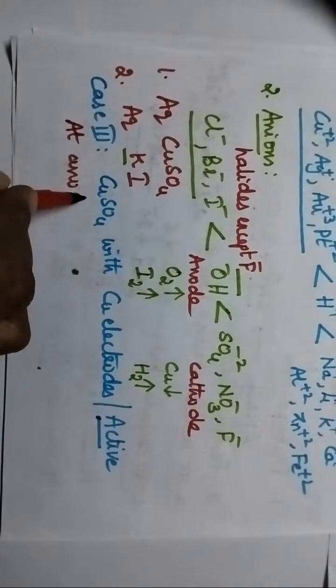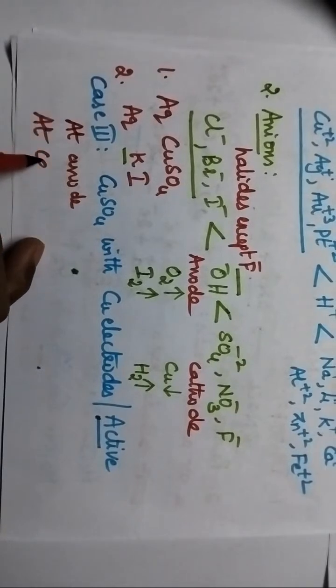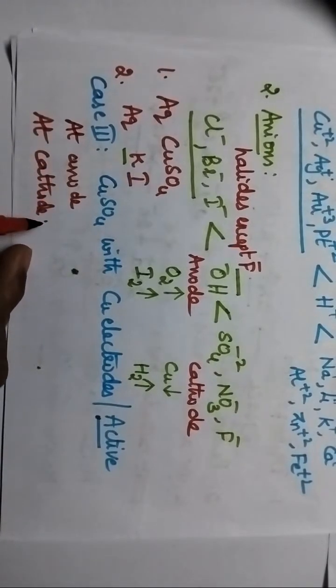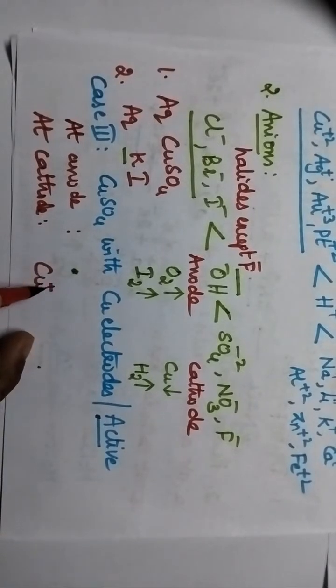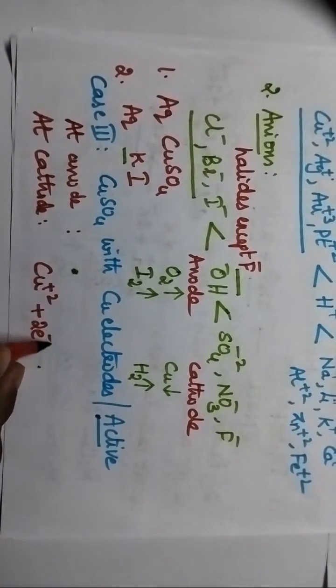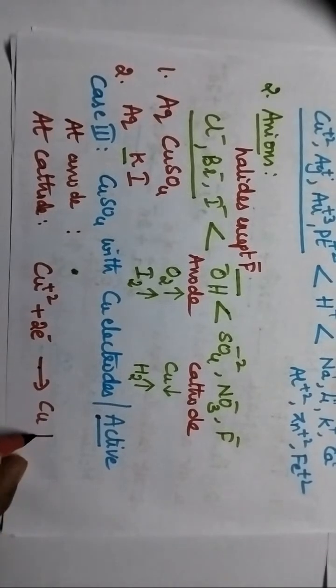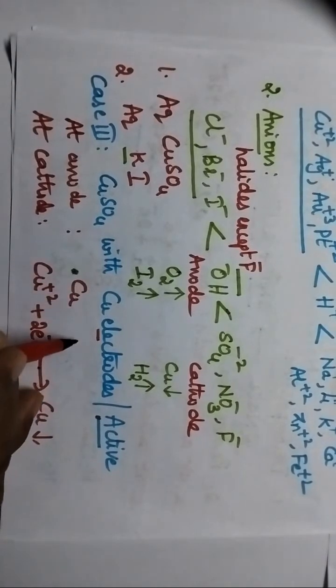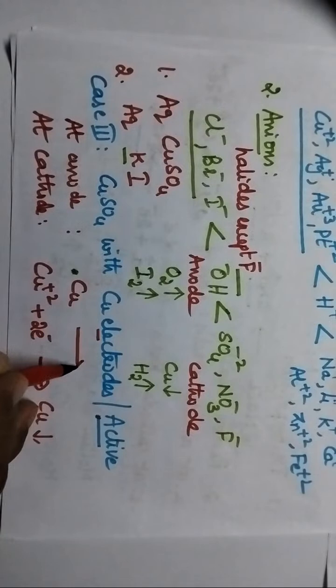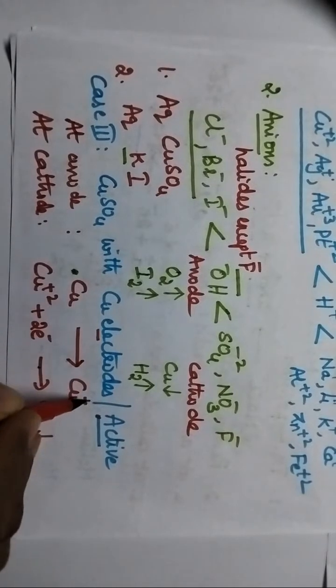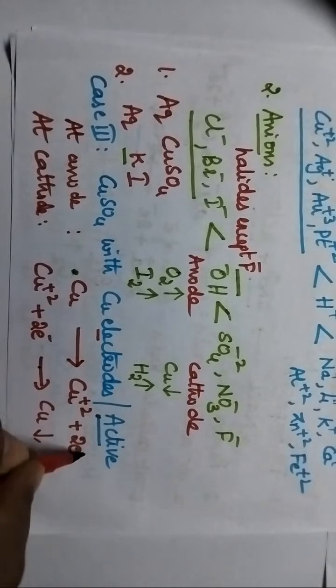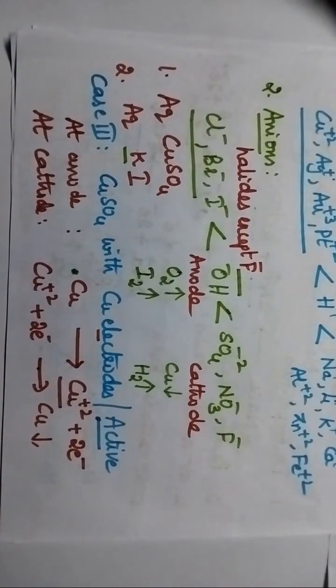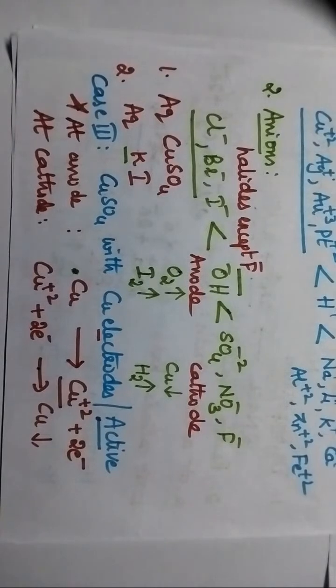So there will be no change at the cathode. At the cathode, reduction takes place, that is Cu2+ gains 2 electrons, and it results in the deposition of copper. But coming to the reaction at the anode, the electrode slowly dissolves. That means Cu, by the loss of 2 electrons, is converted into Cu2+ ions. This reaction you always have to remember.